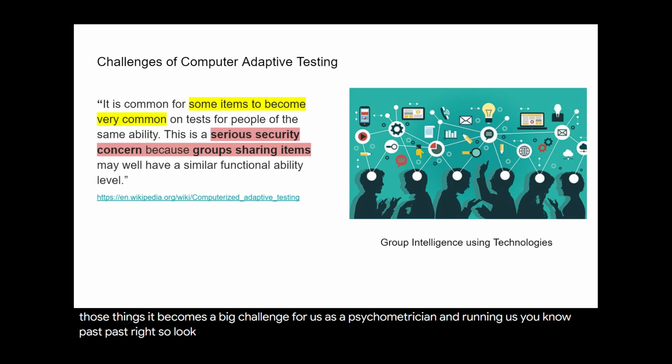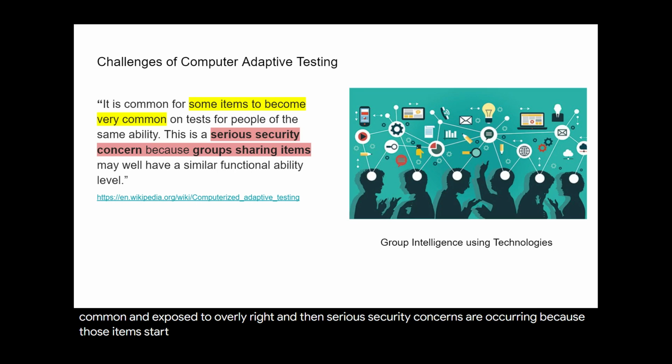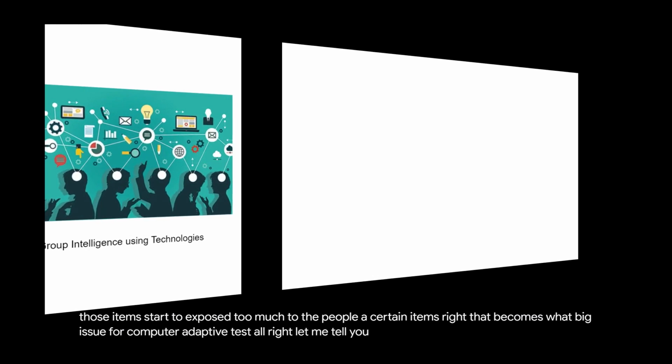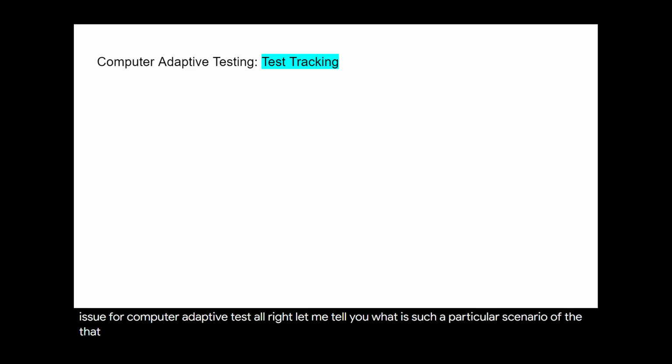So look at this. Some items become very exposed, very common, overly exposed, right? And then serious security concerns occur because those items are exposed too much to the people. That becomes a big issue for computer adaptive test, right? Let me tell you a particular scenario of that exposure of a certain item.